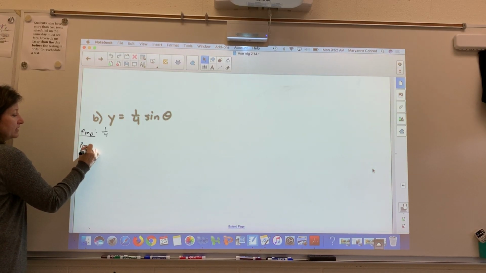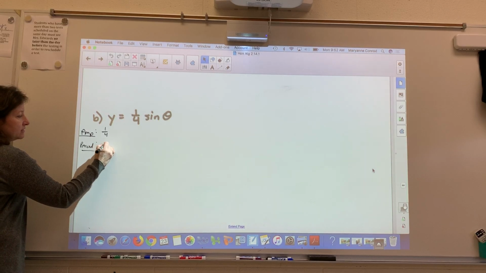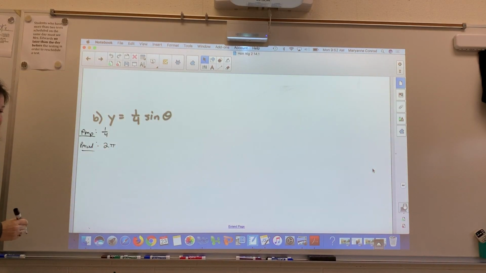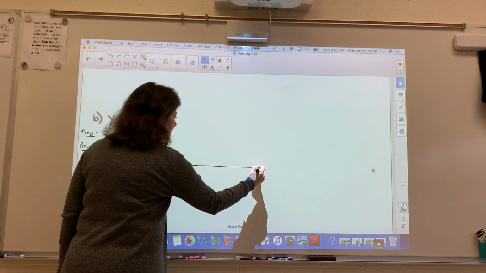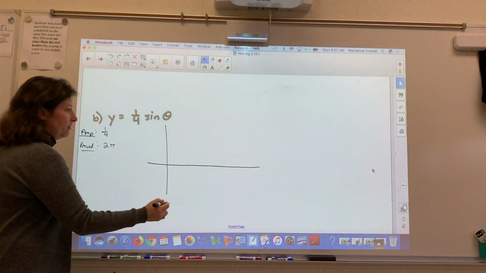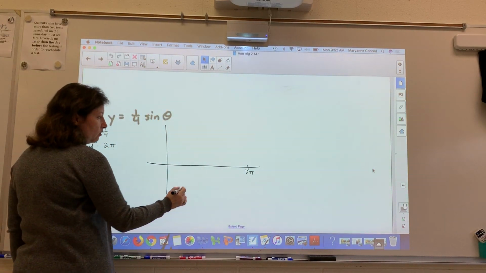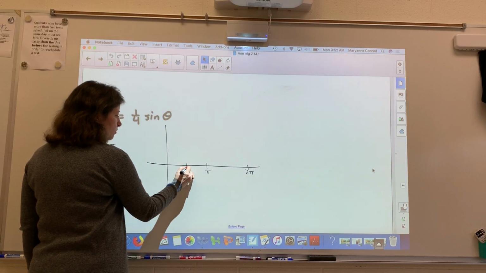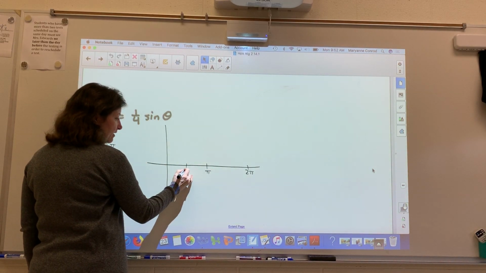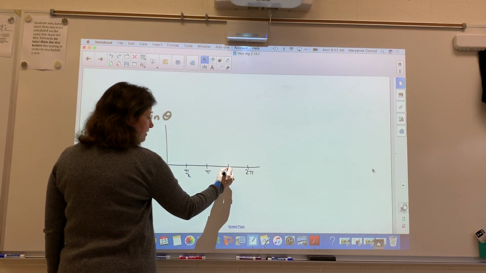What's my period? Is there a B in this problem? No, there's no B, so my period is still 2 pi. So this is going to affect my highest and lowest point only. My period hasn't changed. So by the time I get to 2 pi, I'll complete one cycle. What's halfway between 0 and 2 pi? Pi. What's halfway between 0 and pi? Pi over 2. What's halfway between pi and 2 pi?